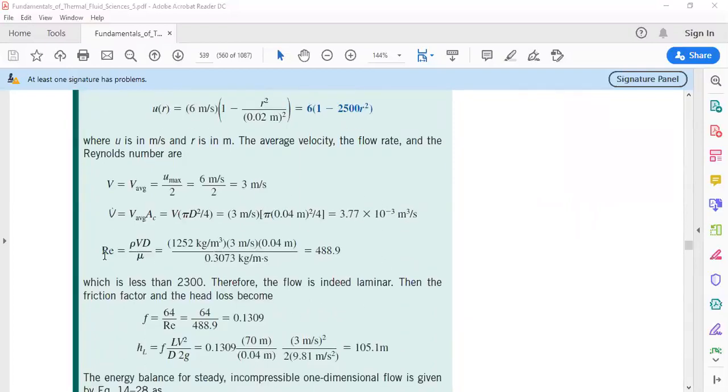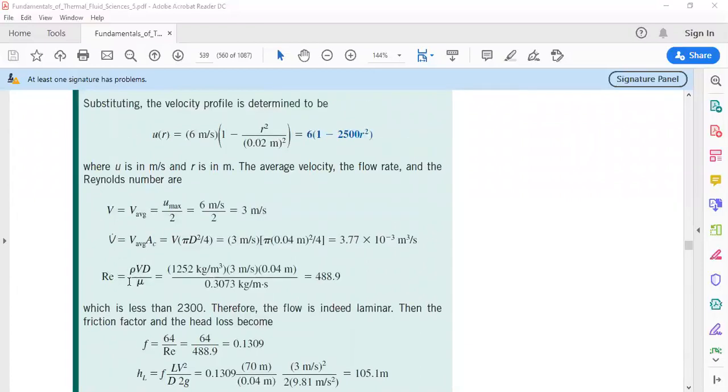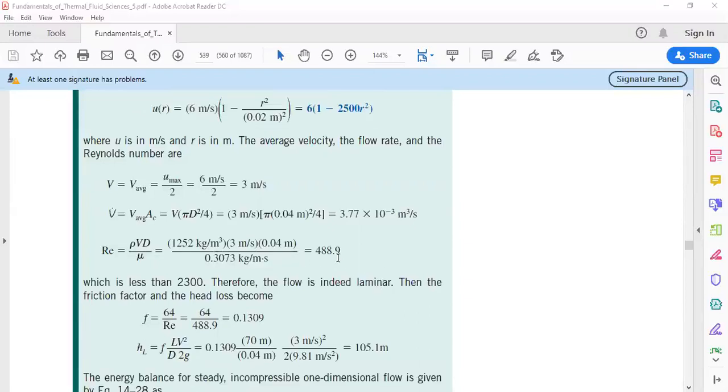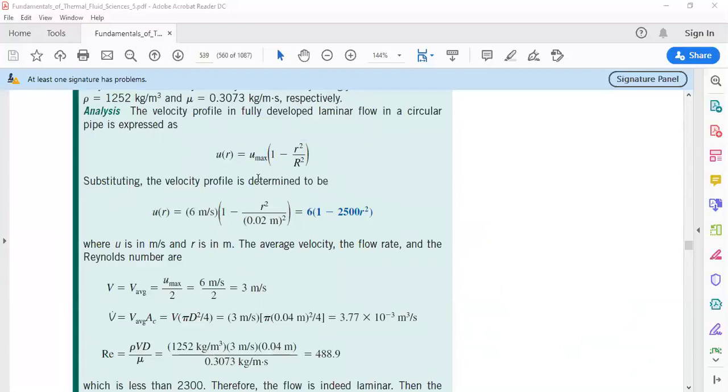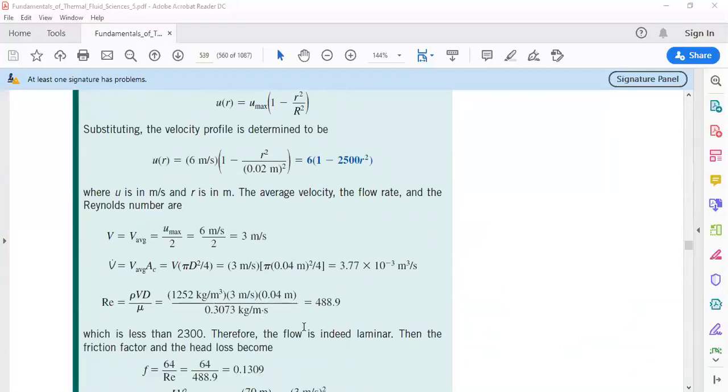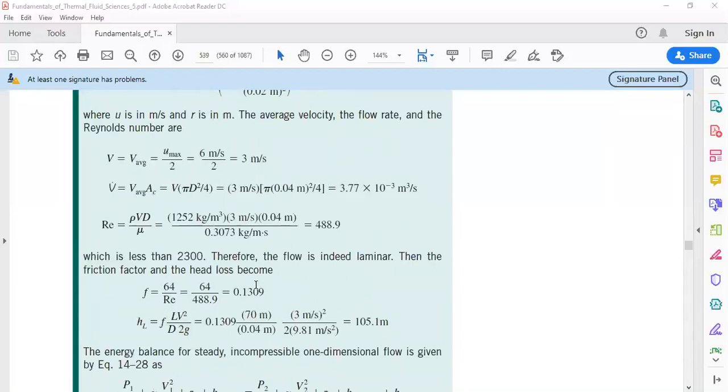The Reynolds number equals density times the average velocity times the diameter divided by the dynamic viscosity. We find that the Reynolds number equals 488.9. It is less than the 2300, which is considered as the critical Reynolds number. So the flow is actually laminar, and the assumption we used to get the velocity profile and the average velocity are all valid since we have laminar flow.